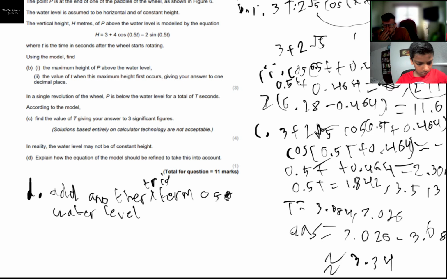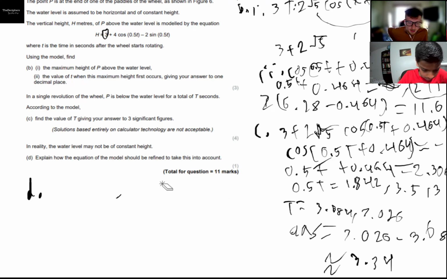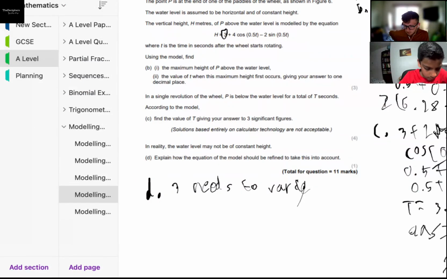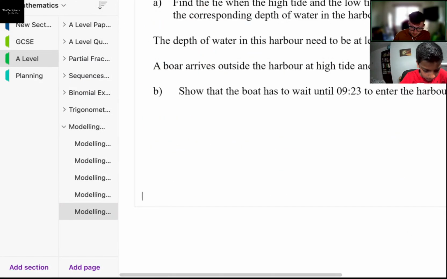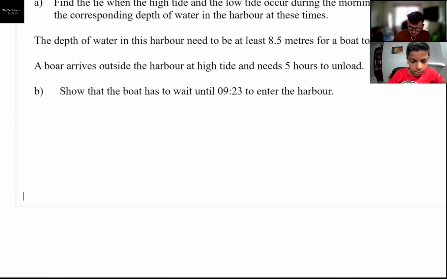So all you need to do, which part of the equation would you need to change? We would need to change the 3. The 3, yeah. So you say the 3 would need to vary. It would just need to vary, is all you need to say. You don't need to go into detail of how it varies, it's only worth 1 mark. Okay. Needs to vary. Yeah, great stuff.